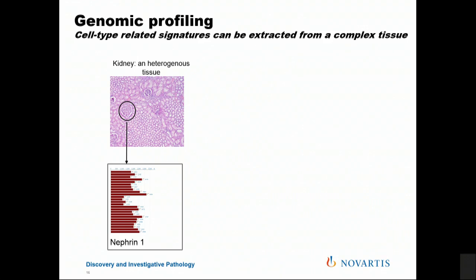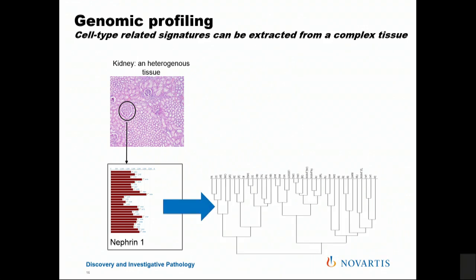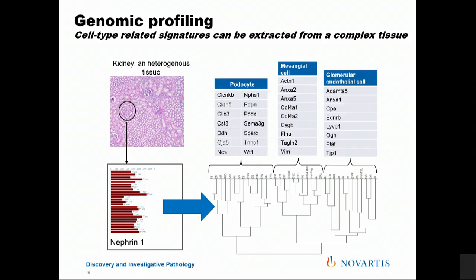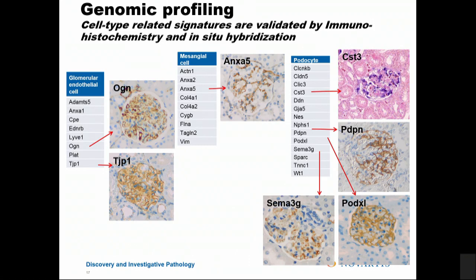One can use hierarchical clustering techniques to identify additional genes that correlate with nephrin across these samples. One can see that there are three major classes of genes identified in this approach, and these genes can be mapped to particular morphologic structures: podocytes, mesangial cells, and glomerular endothelial cells. So again, novel cell type related gene signatures can be extracted because of this variation. Then we can go back and localize these particular genes and confirm that the cell type related signature is as we expected based on the clustering.